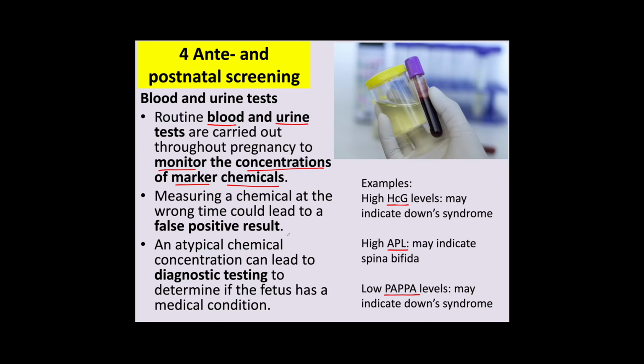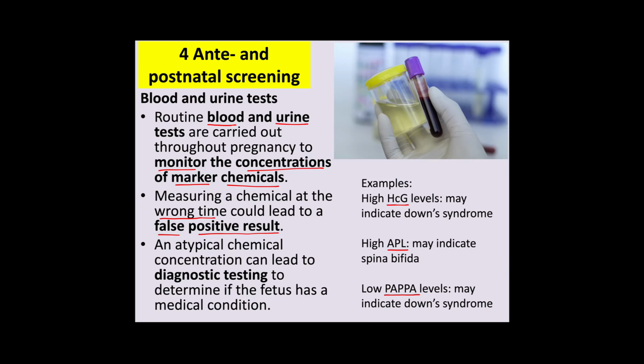However, caution must be had when you're measuring these marker chemicals throughout pregnancy. That's because if you measure a chemical at the wrong time, then it could lead to something known as a false positive result, which is where you believe that there's a high HCG level, for example, at a certain time of pregnancy, and you think that indicates Down syndrome, but actually, if you get the due date, and therefore the pregnancy date, wrong, then you're actually measuring the chemical at the wrong time, and so we get a false positive result.